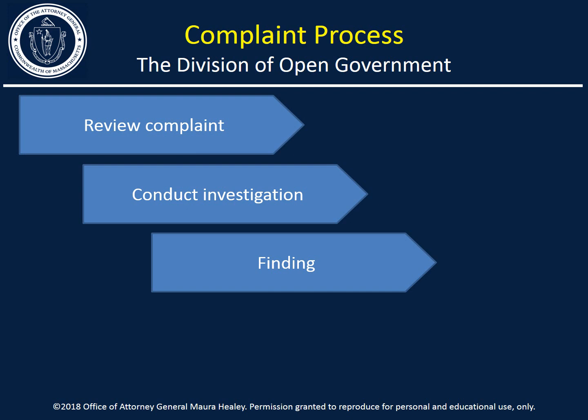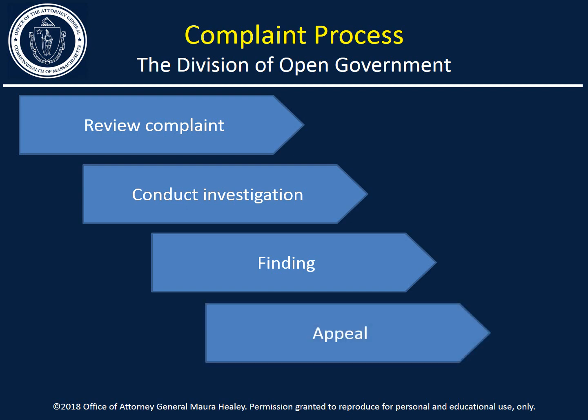The letter may be brief and informal or take the form of a more formal determination with a review of the facts and law. Any finding of a violation may include an order for remedial action. A public body that has been found in violation of the open meeting law has the right to appeal that decision in Superior Court within 21 days of receiving the Attorney General's determination.